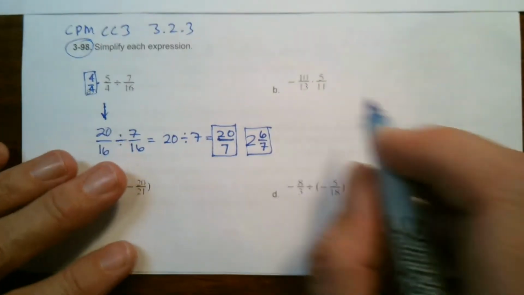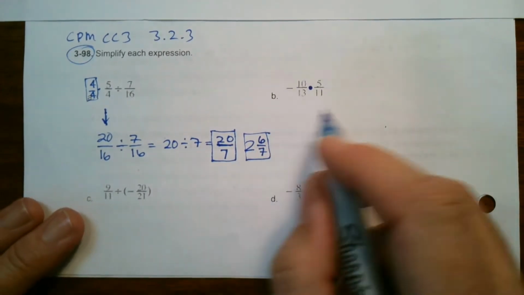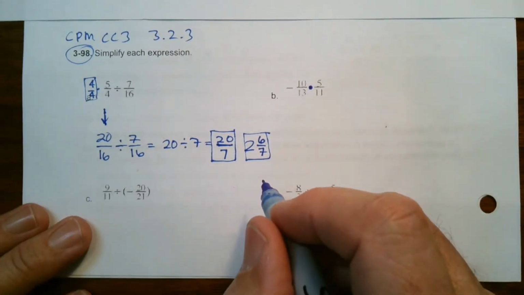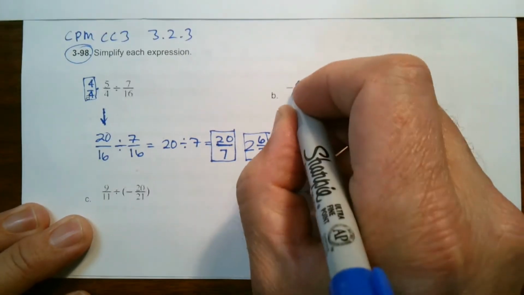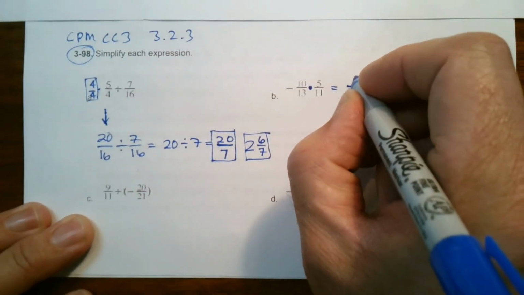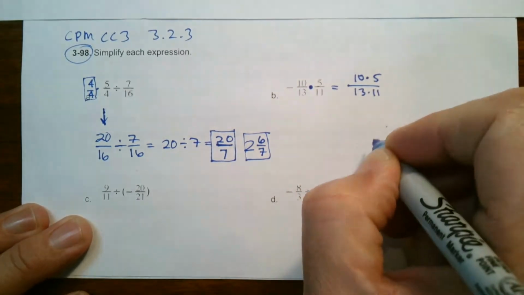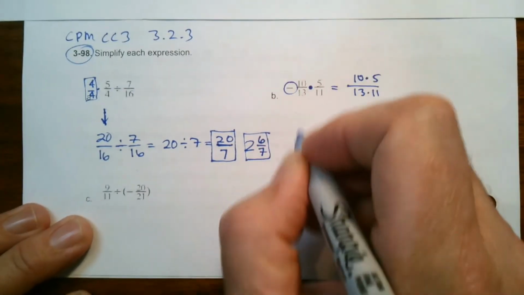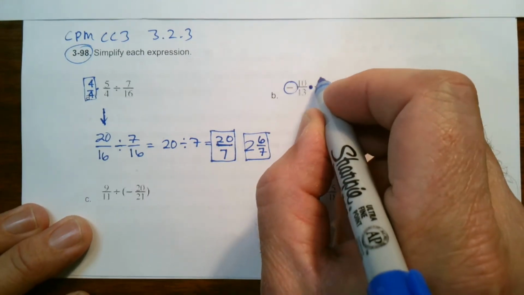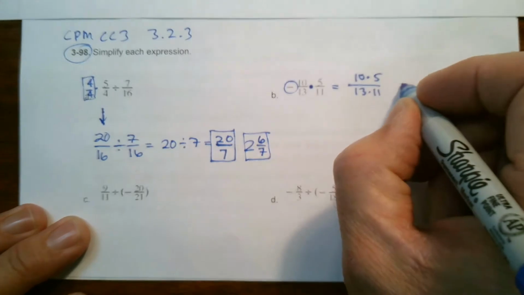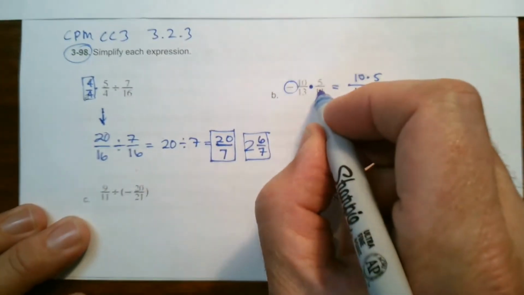All right, B. That symbol in the middle is multiplication. So now it's multiplication of fractions. When I multiply fractions, remember, multiplication of fractions is just multiplying straight across. So it's 10 times 5 on top and 13 times 11 on bottom. And I know I have this negative out front, right? So it's a negative 10/13 times positive 5/11. So that just tells me my answer is going to be negative, because it's a negative times a positive.